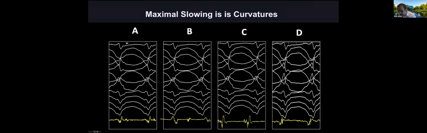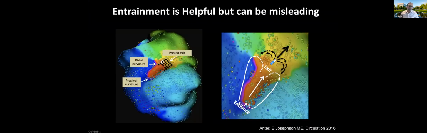You can see here, very long potential here, and then very, very long potential here. So this is the machinery. This is the anchor of where things happen. The isthmus is fine, but it's rapid conduction there, but this is what provides you the slowing to allow the reentry to continue.